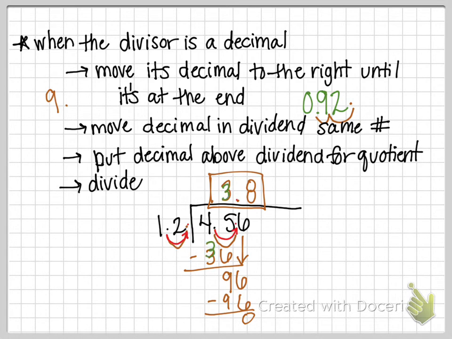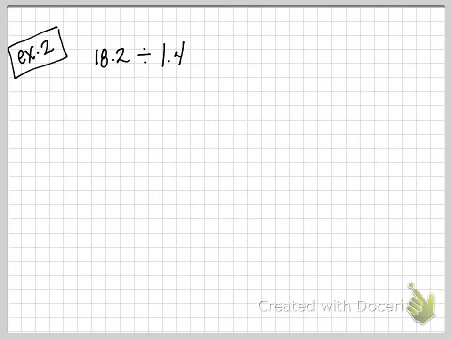Oh, I didn't realize I did this all. All right, people. Let's do another one. Okay? Set this one up. Get your decimal moved. Let's see if we can do this a little bit on our own. This is how it starts. Dividend, 18.2, divided by 1.4, our divisor.